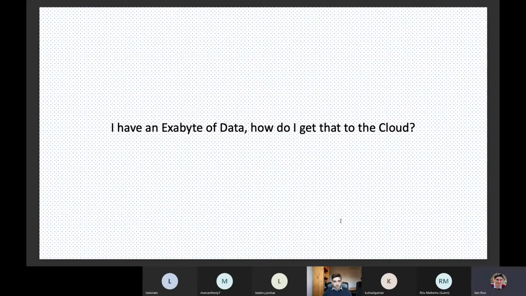You can't just open up Amazon and a web server and say upload, or Dropbox and upload an exabyte of data. Okay, my children's children would have passed away by the time that an exabyte of data at our current internet connection speed would have uploaded to the cloud.